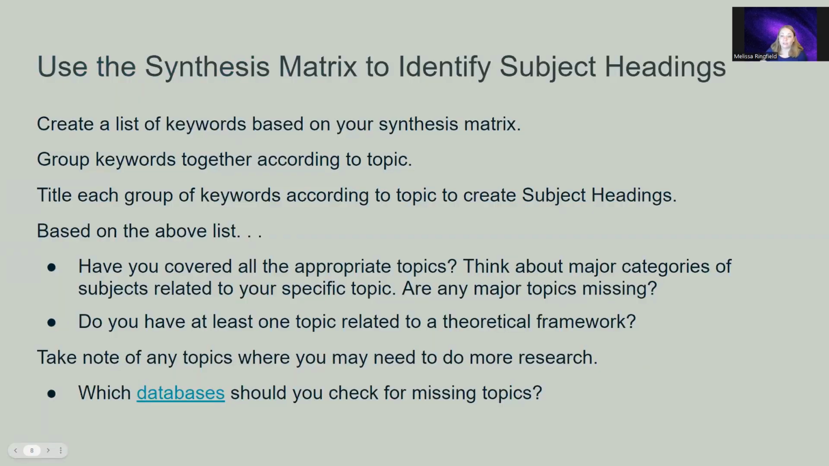Before drafting the body of your literature review, you'll first need to synthesize your sources and identify subject headings you will use to title each section of your essay. If you've completed the synthesis matrix assignment, you can use it to help you identify subject headings. First, create a list of keywords based on your synthesis matrix. Then group the keywords together according to topic. Title each group of keywords according to the shared topic to create a list of 2 to 5 subject headings.